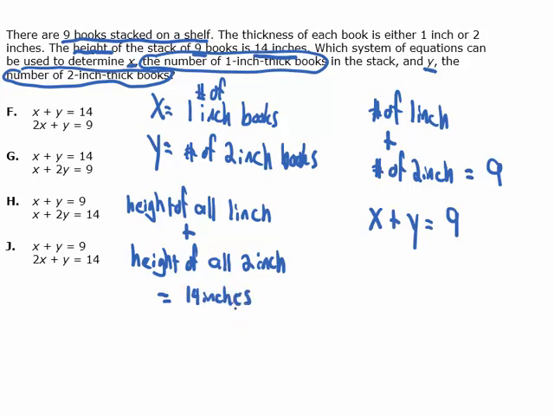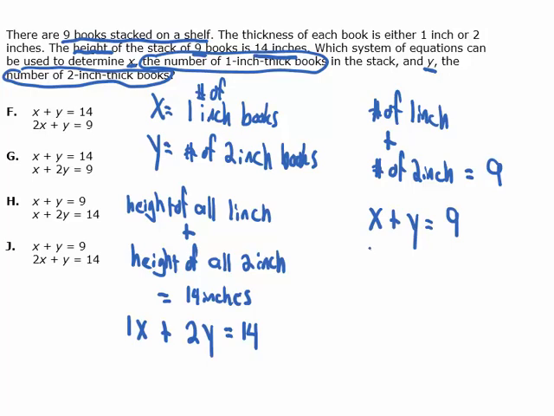So I'm just thinking out loud as I'm working through this problem. So the height of all the 1-inch plus the height of all the 2-inch has to be equal to 14 inches total. Why do I have to get the height of the 1-inch books, all of them together? Well, it would be 1 inch per 1-inch book. So 1 times the number of 1-inch books plus 2 times the number of 2-inch books equals a total of 14 inches. So 1x plus 2y equals 14.